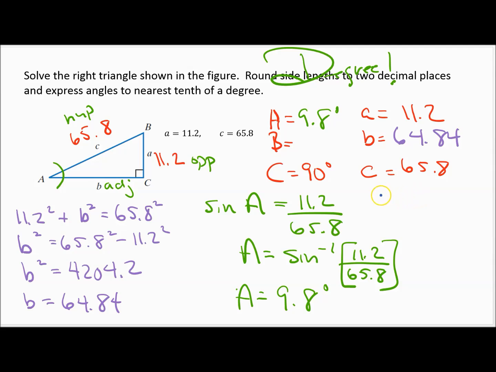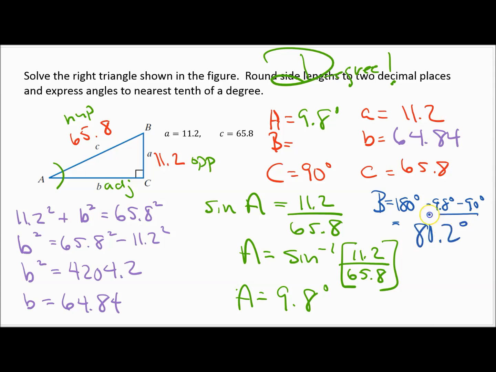So we're going to say that angle B is 180 degrees minus 9.8 degrees minus 90 degrees. I type that in my calculator, again, 180 minus 9.8 minus 90, and I get 80.2 degrees. And we're finished with that problem.